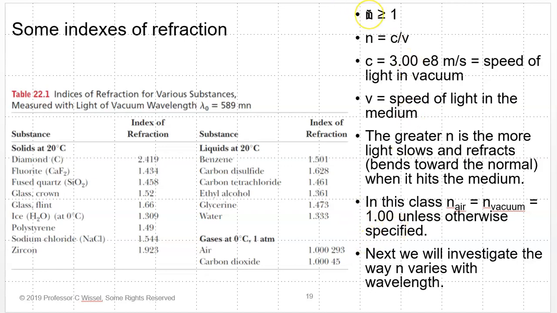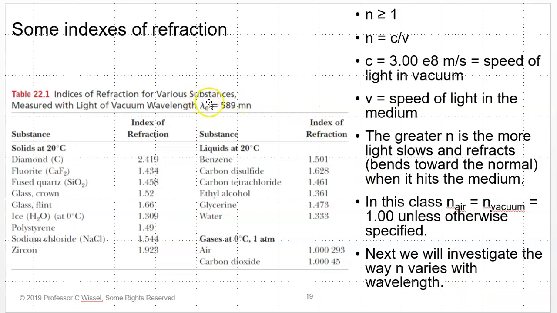Some tips here. N is always greater than or equal to 1. N is c over v. c is 3 times 10 to the 8th meters per second. That's the speed of light in vacuum. v is the speed of light in the medium, and v is always less than c, which is why n is greater than or equal to 1. The greater n is, the more the light will slow down and refract toward the normal when it hits the medium. We will also investigate the way that n actually does.